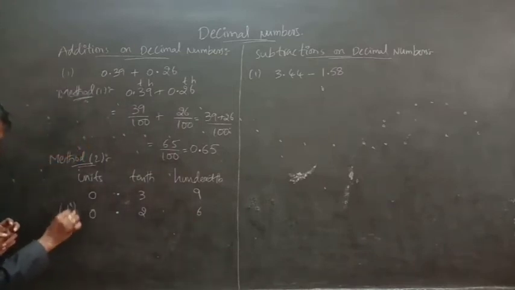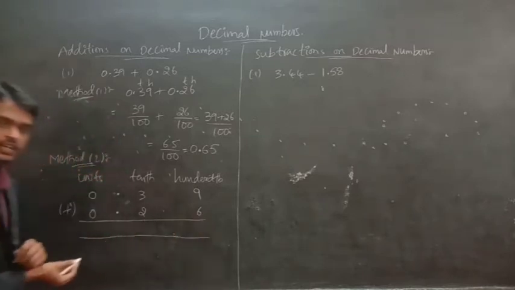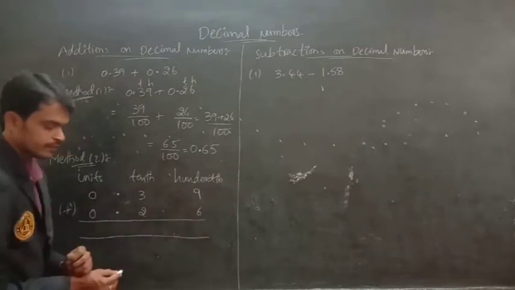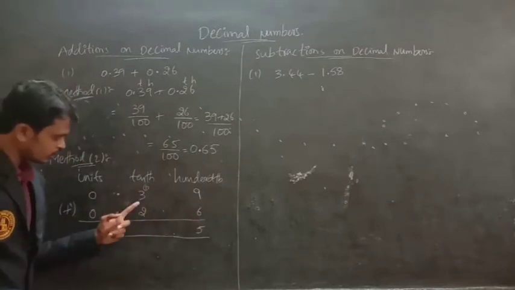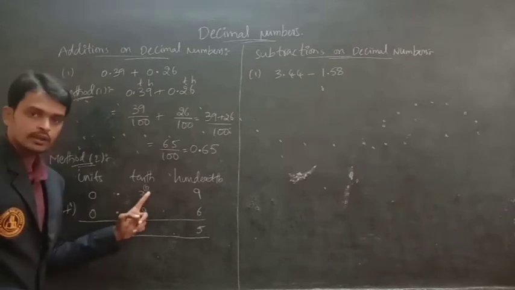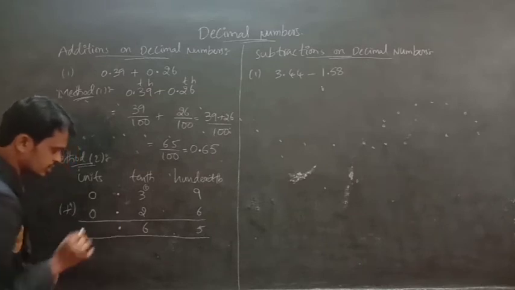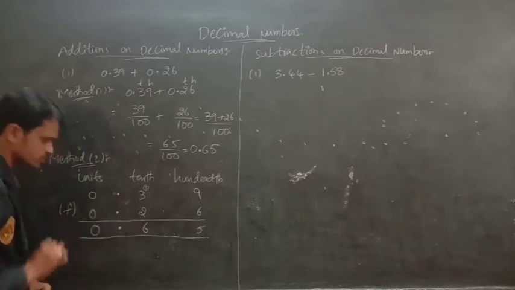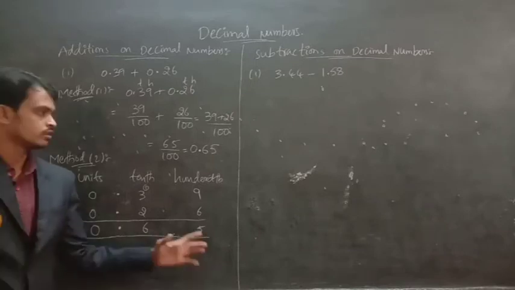So we are adding, let's keep a plus symbol. Now we will add the decimals. 9 plus 6 is 15, write 5 and carry 1. Then 3 plus 2 is 5, plus the carry 1 makes 6. After that the decimal point stays as it is, and we write 0 also as it is. So we got the answer 0.65.